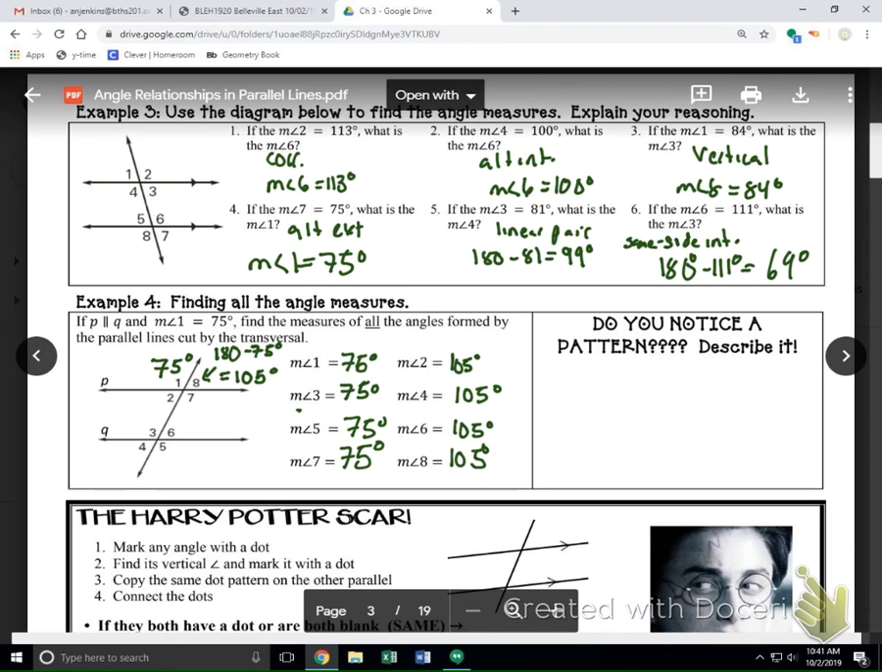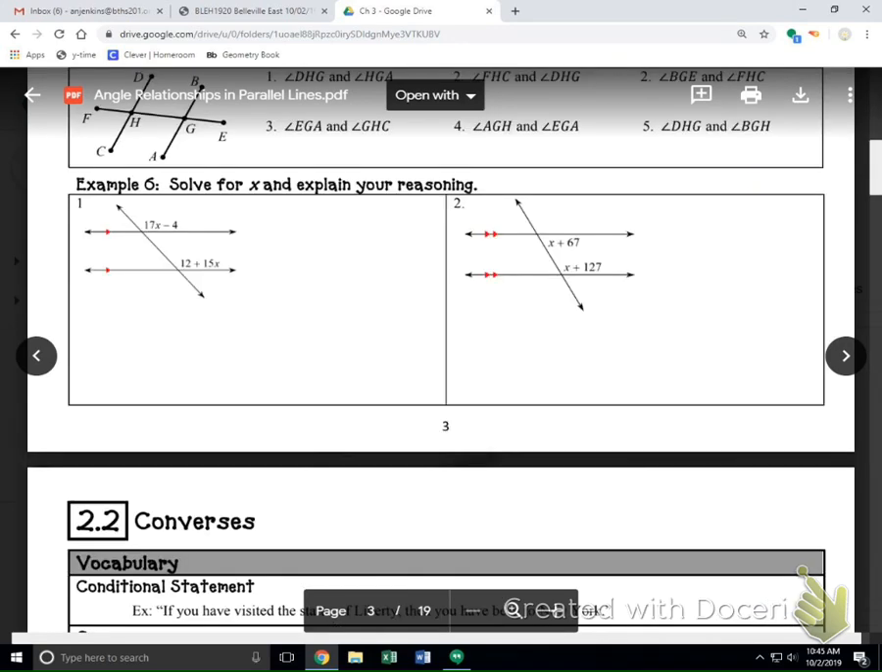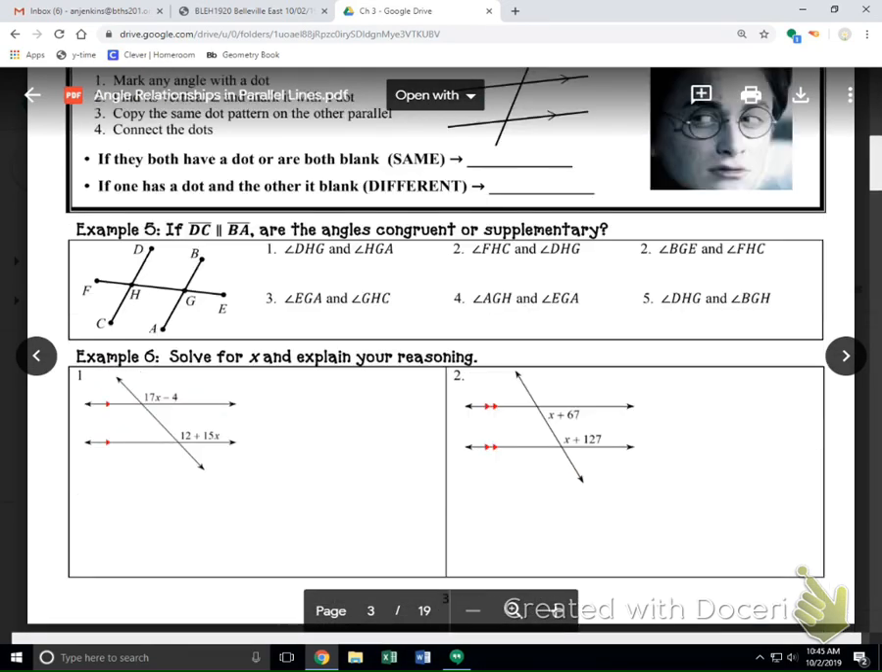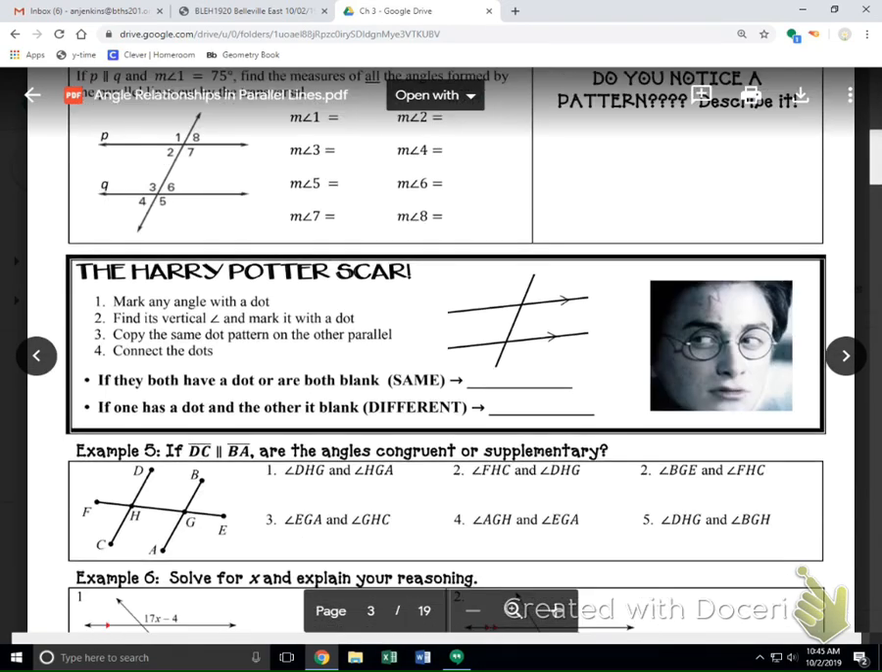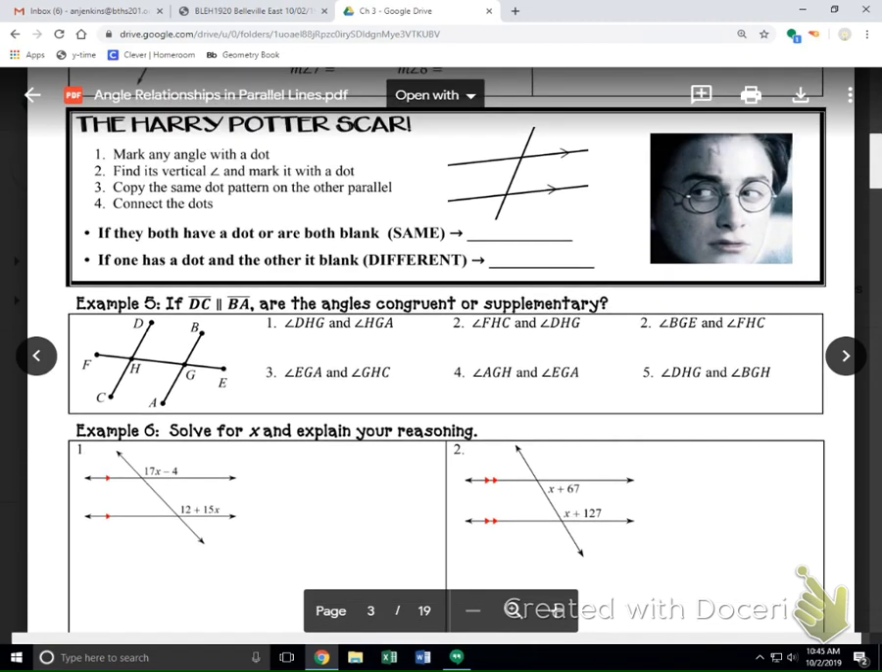So when it talks about the pattern, I won't make you answer that yet. We'll talk about it right here on this part. I'm going to scroll up so you can see it a little bit better. So the part where this person who created this related it back to Harry Potter, she says, or he says, mark an angle with a dot. It doesn't matter which one you mark. I'm going to mark this one right here. And then it says, find a vertical angle and mark that with a dot. So the angle that's vertical from it would be this one right here.